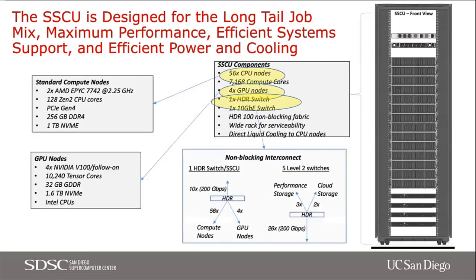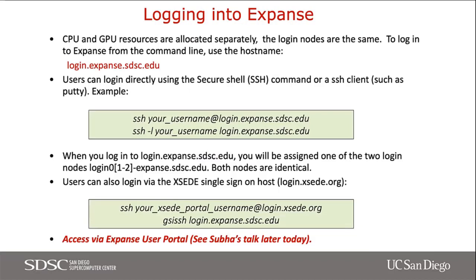So let me skip through that. Logging into Expanse is very similar to what you're doing on Comet. The allocations are different for CPU and GPU resources, just like on Comet. So when you get an Exceed allocation, you would have a separate allocation for each. However, the login node is the same.